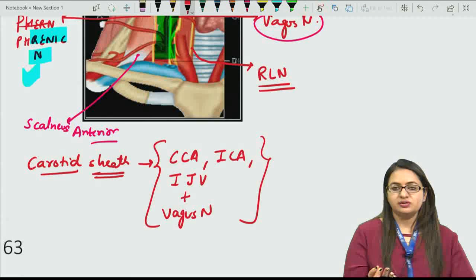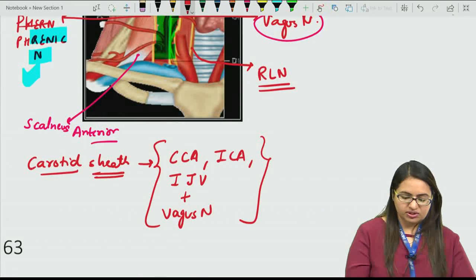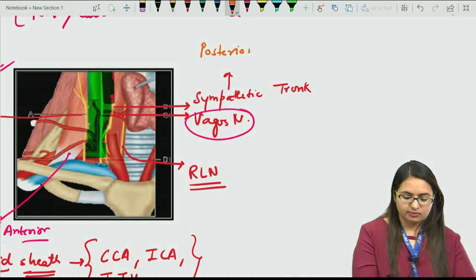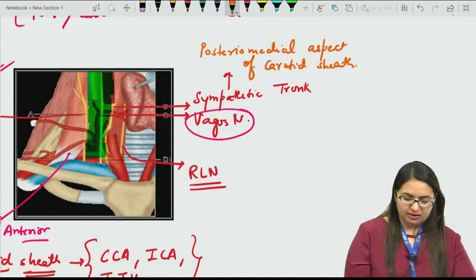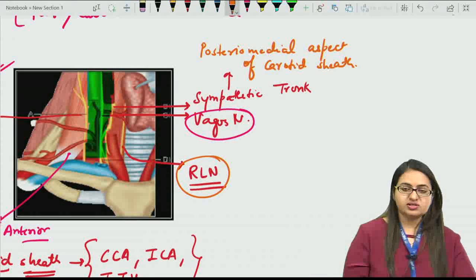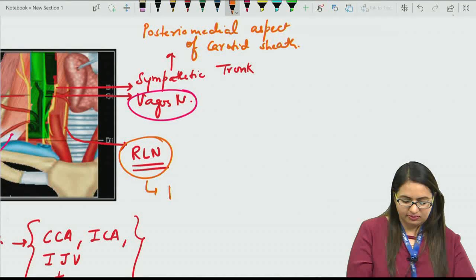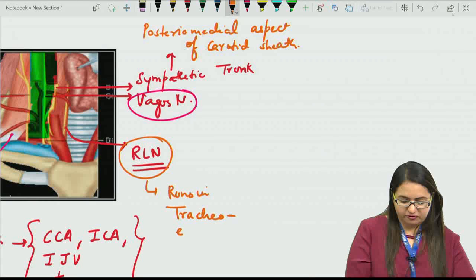Towards the anterior wall of the carotid sheath we have the ansa cervicalis, and towards the posterior medial side of the carotid sheath we have the sympathetic trunk. The recurrent laryngeal nerve actually runs in the tracheoesophageal groove.